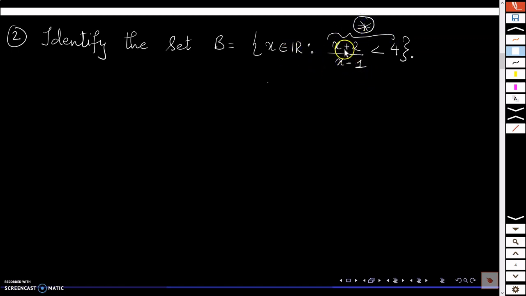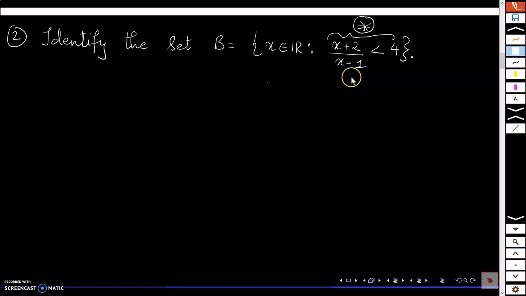Right? So if you see x equal to 0, if you put x equal to 0 here, what you will get? 2 upon minus 1, that's minus 2. And minus 2 is less than 4. It satisfies the condition. That means the point x is equal to 0 is coming in the set B. If you put x equal to 1, the denominator is 0. That's not allowed. So x cannot be equal to 1. So the point 1 cannot come in this set, right? So this is only for you to get a rough idea what is happening.